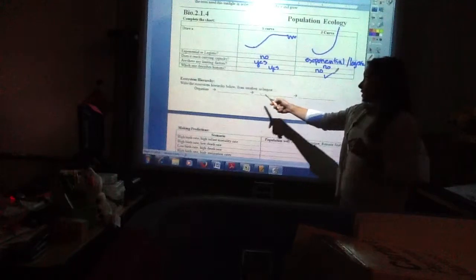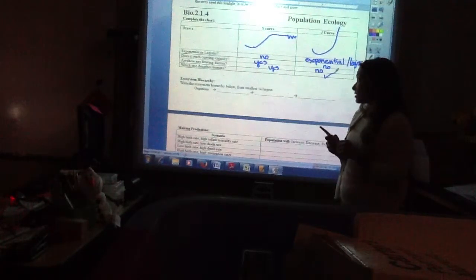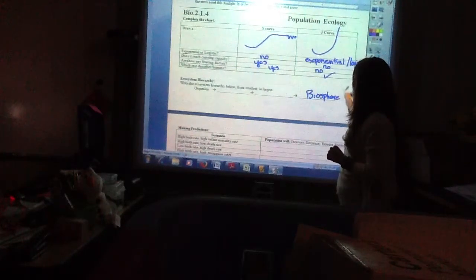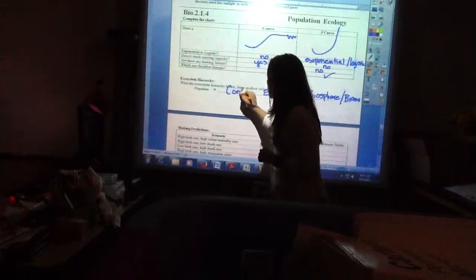Next, it wants you to write the hierarchy from smallest to largest, and so we're going to go kind of backwards. They didn't really give you all of the lines that we talked about, so biosphere and biome will go here, and then we have ecosystem, and then we have community, and then we have population. And so organism and population kind of go together there.